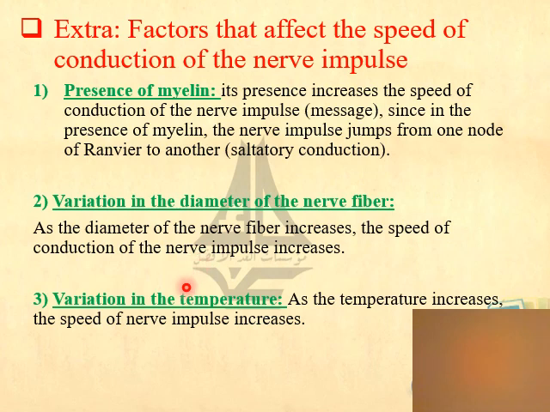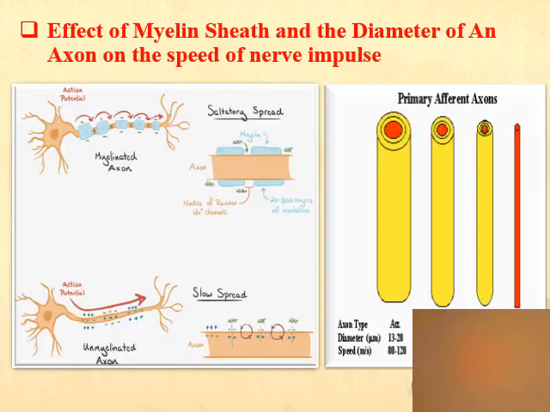Third, we have the temperature. As the temperature increases, the speed of the nerve impulse increases. The temperature plays an important role concerning the propagation of the nerve impulse. As the temperature increases, the nerve impulse passes more rapidly.